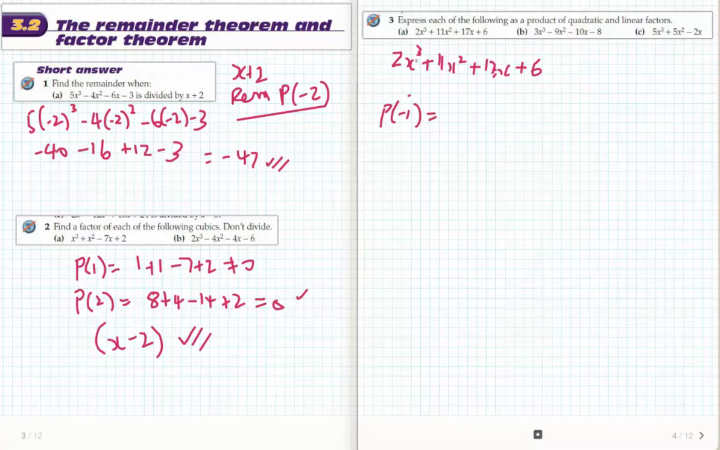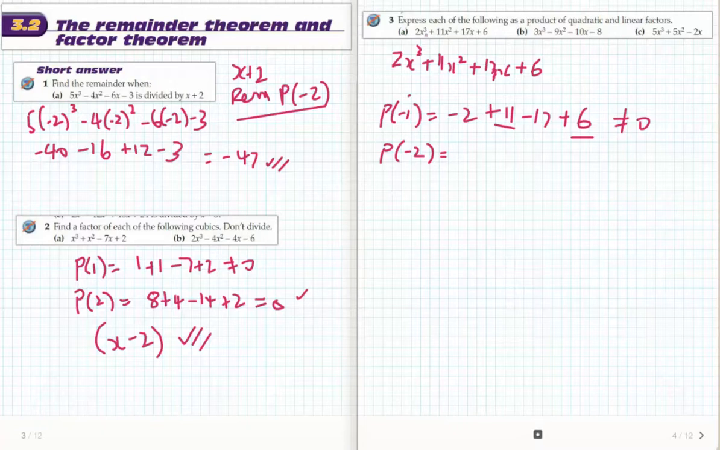So negative 1 will be negative 2, negative 1 squared, so plus 11. That's 17x, so minus 17 plus 6. 6 and 11, 17, but minus 19, that doesn't equal 0, so that's no good. Let's try p of negative 2.